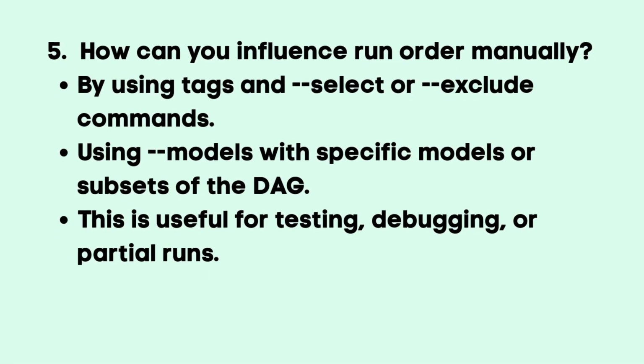How can you influence run order manually? By using tags and select or exclude commands. Using models with specific models or subsets of the DAG. This is useful for testing, debugging, or partial runs.